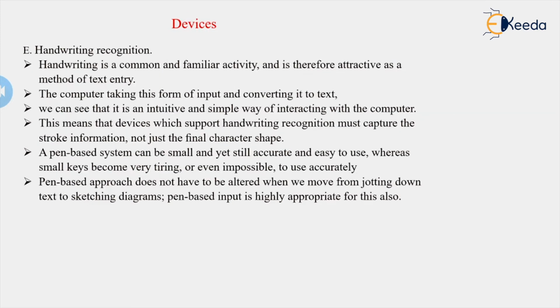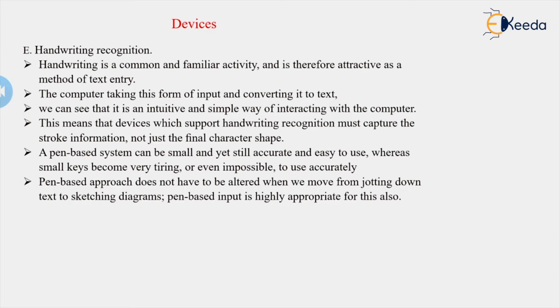Then you have devices like handwriting recognition. Handwriting is a common and familiar activity, and therefore it's attractive as a method of text entry. So we are able to write as we would on paper, but the paper is taking the form of input and converting it to text, like a printer. How does a printer work? The printer takes the input as text and gives the paper with the imprint on it. So it interacts with the system because certain things we need to adjust ourselves.